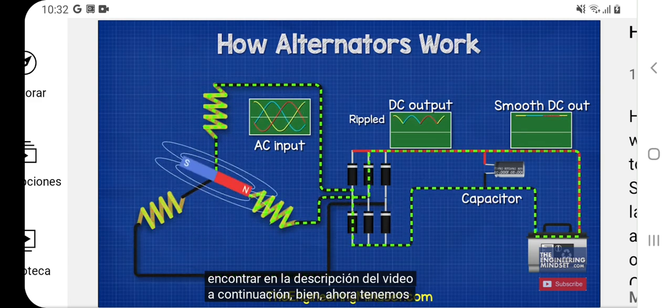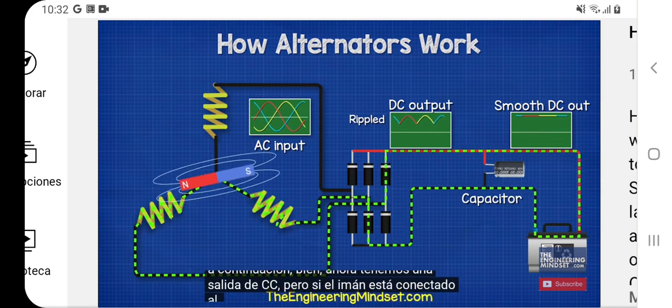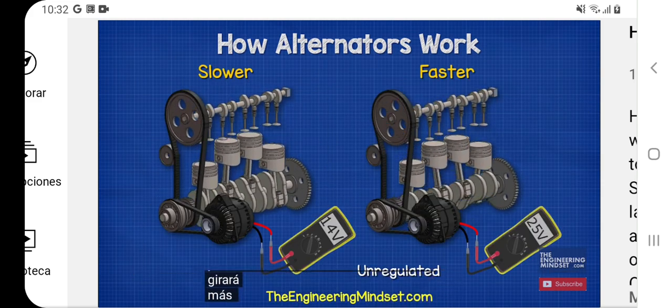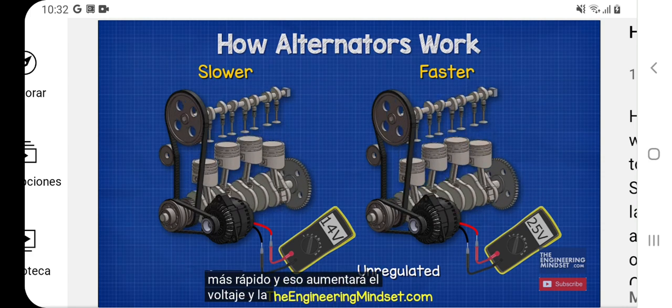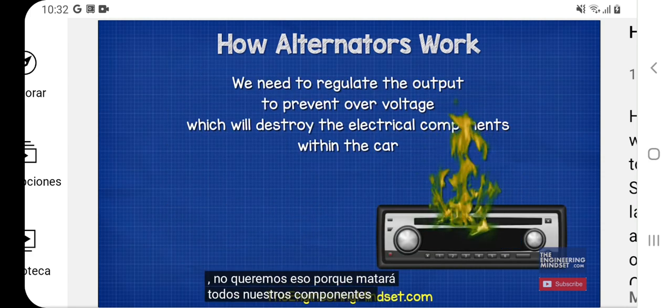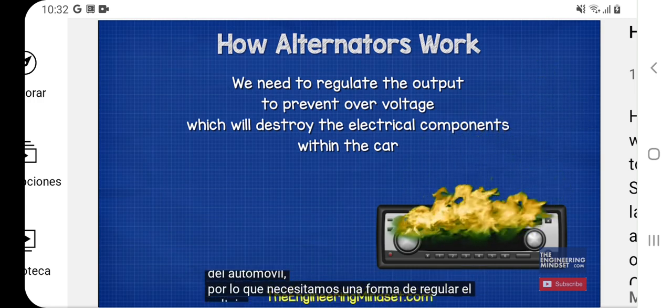Okay, so now we have a DC output. But if the magnet is connected to the engine and the car speeds up, then the magnet will spin faster, and that will increase the output voltage and current. We don't want that because it will kill all of our electronic components within the car. So we need a way of regulating the voltage.